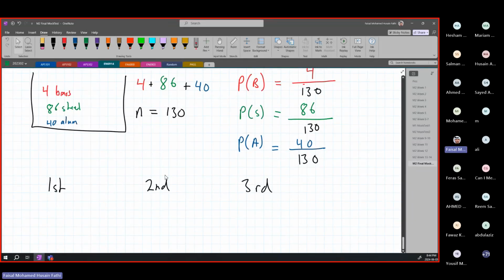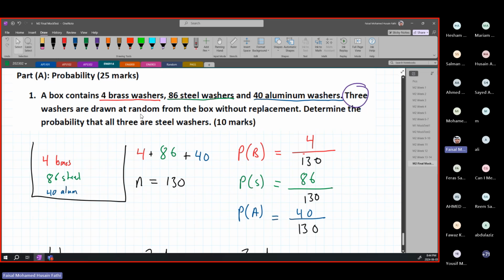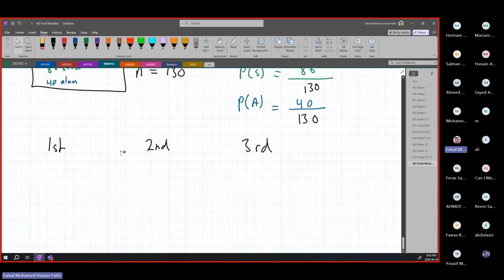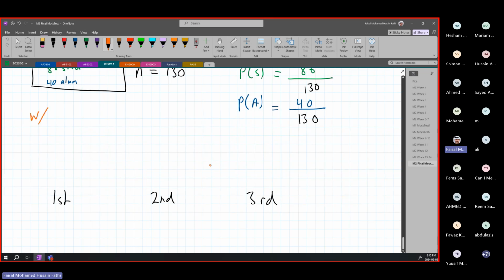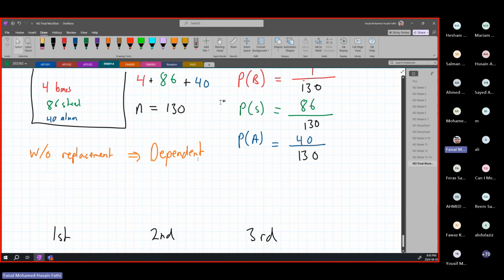Washers are drawn at random from the box without replacement. The most important thing here is without replacement. What does without replacement mean? When you read without replacement, it means without replacement. It means it is a dependent probability, or a dependent event.